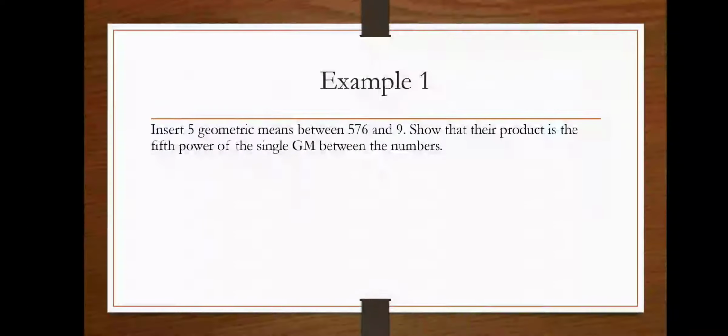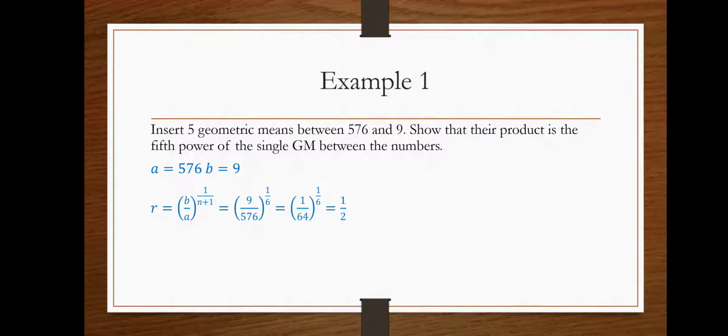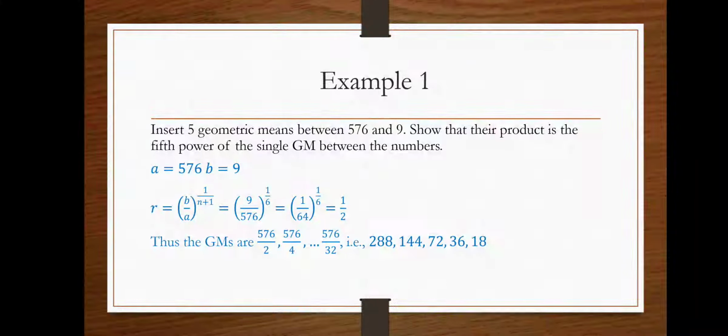Insert 5 geometric means between 576 and 9. Show that their product is the 5th power of the single GM between the numbers. To begin with, A is given 576, B is given 9, so I need to find the common ratio R. Just remember the formula for the common ratio: (B by A) whole to the power 1 by n plus 1. Putting all these values, I get the value of R as half. So the geometric means are basically AR, AR square, AR cube, and so on. That is 288, 144, 72, 36, and 18.